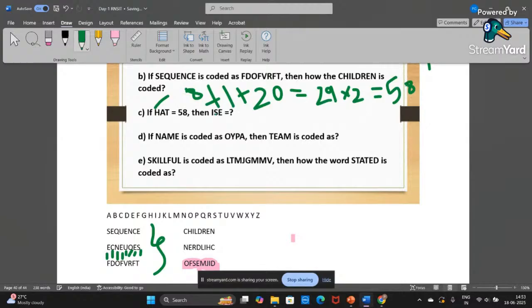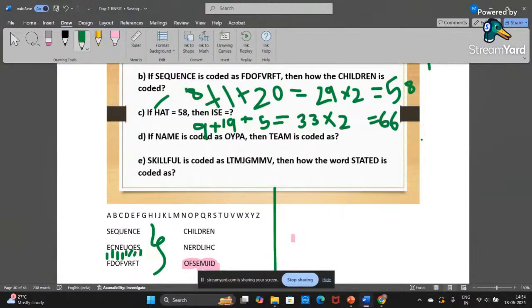So what we have to do now, first the same logic needs to be applied for the word ISE. I means 9, S means 19, E means 5. So adding all this, we'll get 33. So what you have to do? First, they have added the numbers and they have doubled that. So here also we have to double it. So it is 66. 66 is the answer. Now, let us solve for the next one.